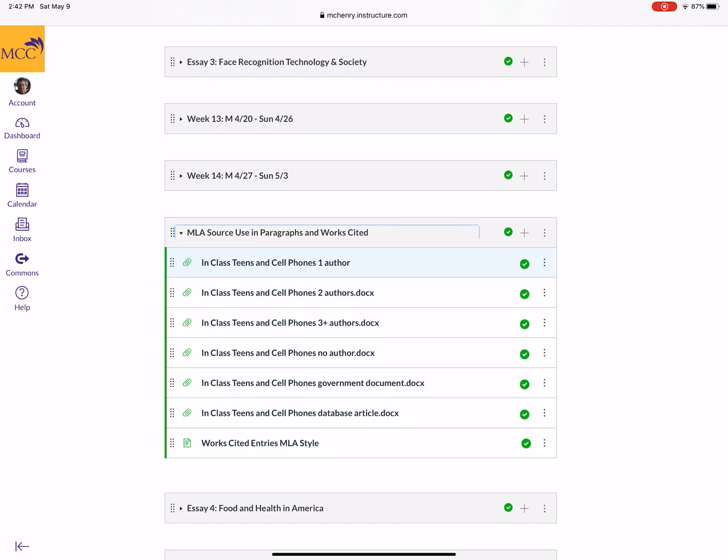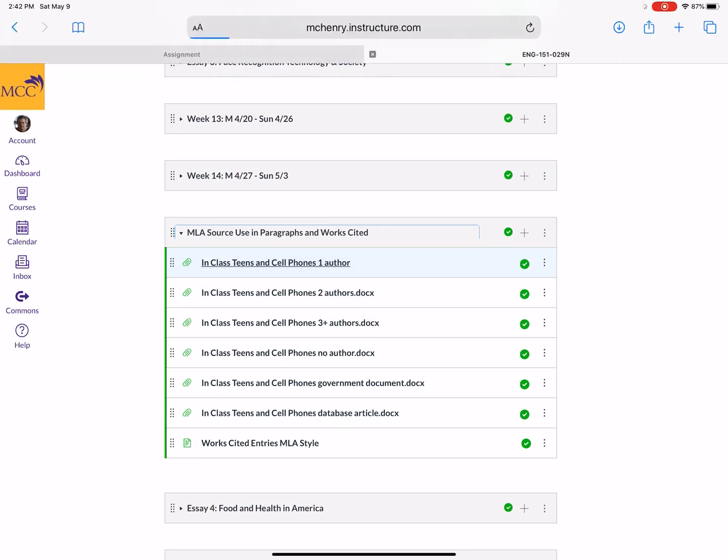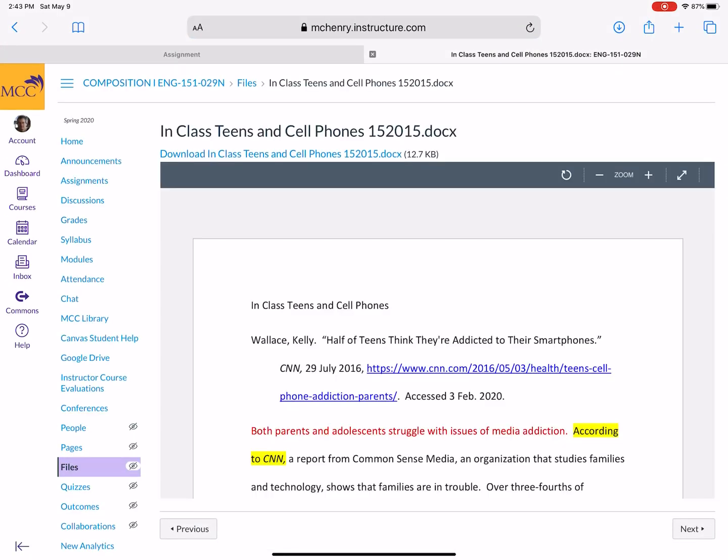And the differences are whether there's one author, two authors, three or more authors, no author, government document, which is a little bit different in MLA, and a database article. Now for our class, we're just going to use a source with one author, so we're going to look at that paragraph. Those others you'll see maybe more in Comp 2.